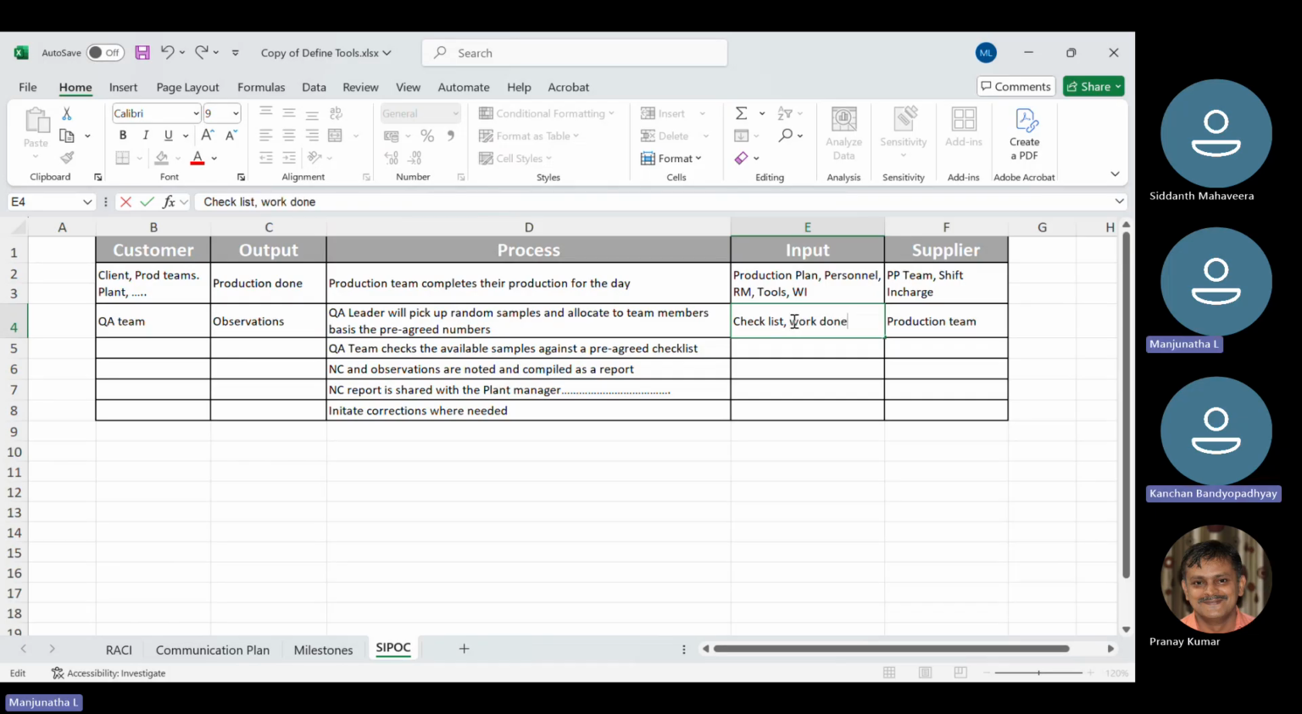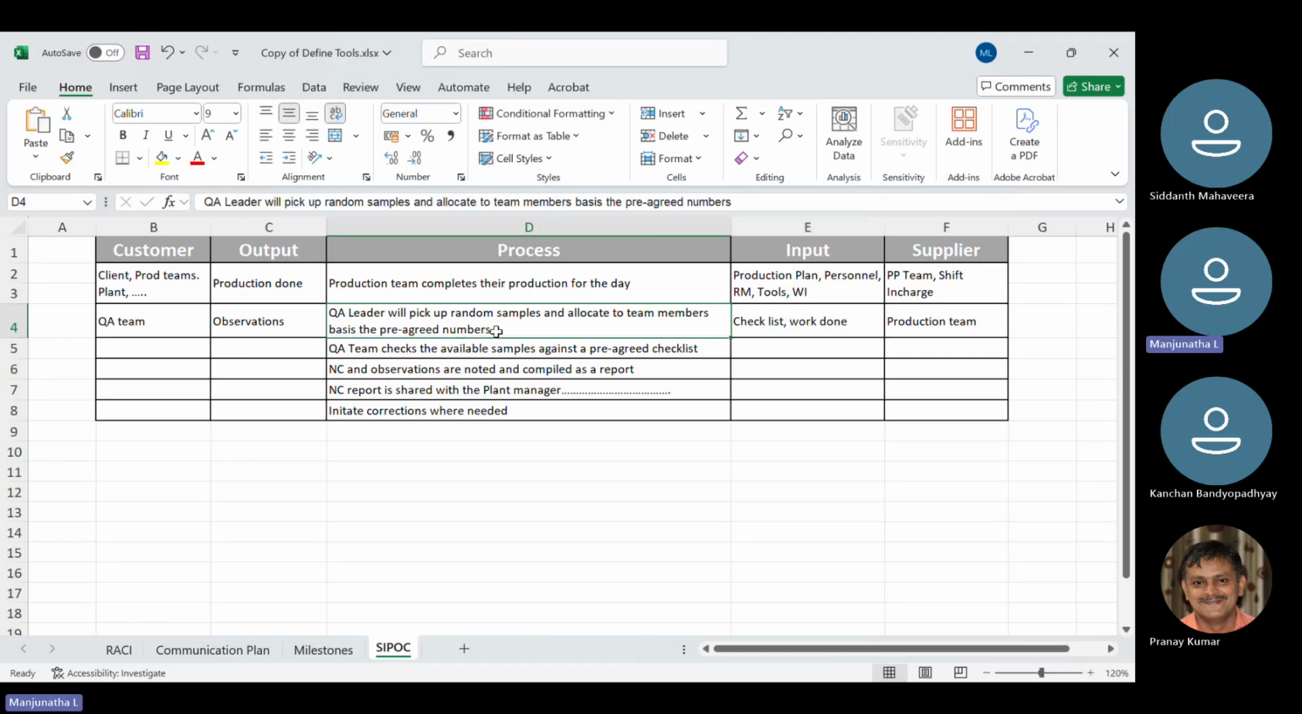But work done will come from the output of completed work items. Work done will be output, right? Not input. Basically the quality leader will pick up some random samples and allocate to the team, already defined with the pre-agreed numbers. So the output would be my defined sampling pool.